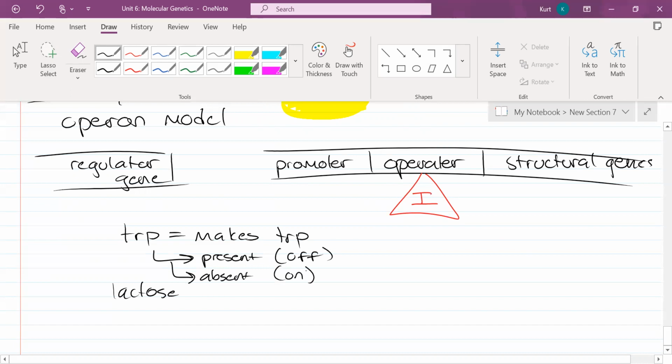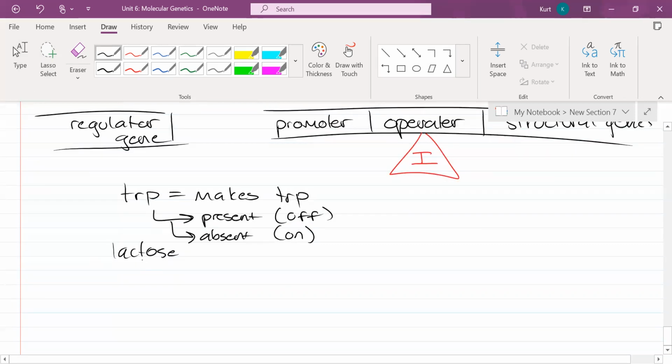Think of it like this. When you're going back to watch this video, hopefully you'll watch this again. The tryptophan operon makes tryptophan whenever you don't have tryptophan. It's like making yourself a sandwich because you don't have a sandwich. If there is tryptophan, you don't need to make more tryptophan. So when it's present, it's turned off. And when tryptophan is nowhere to be found, the trp operon will be turned on. Now, the lactose operon produces lactase.